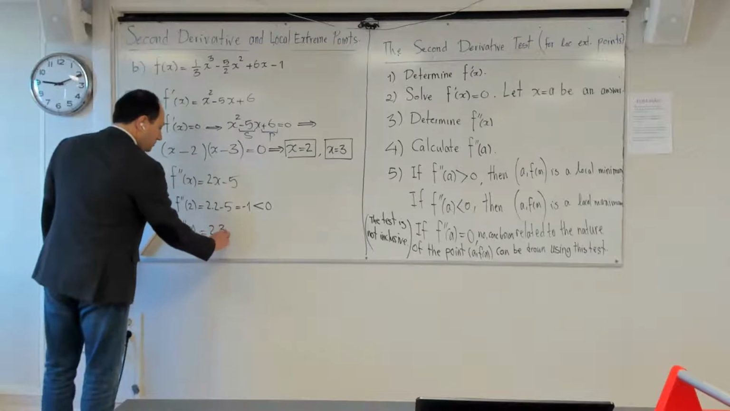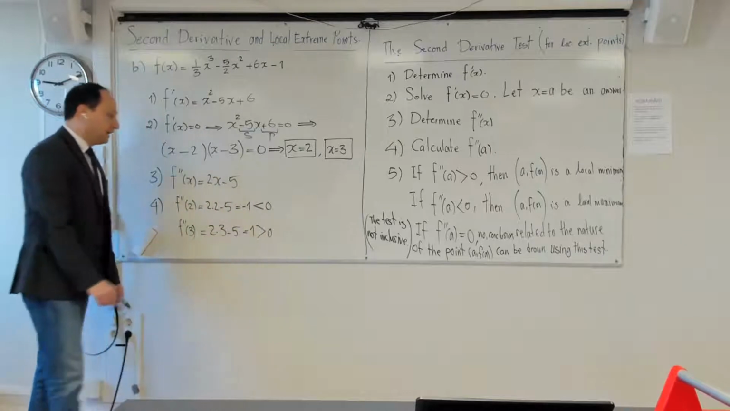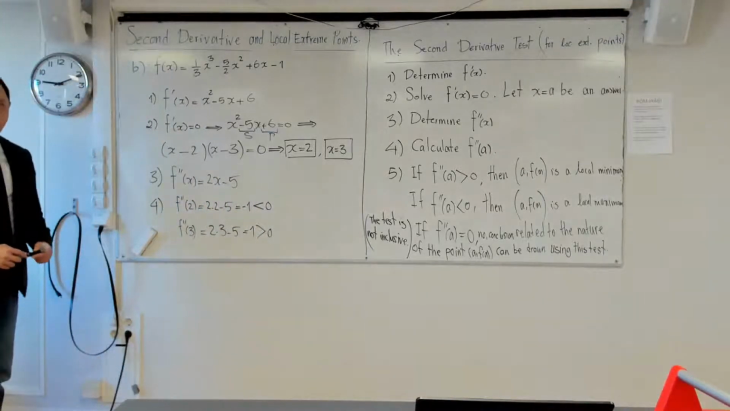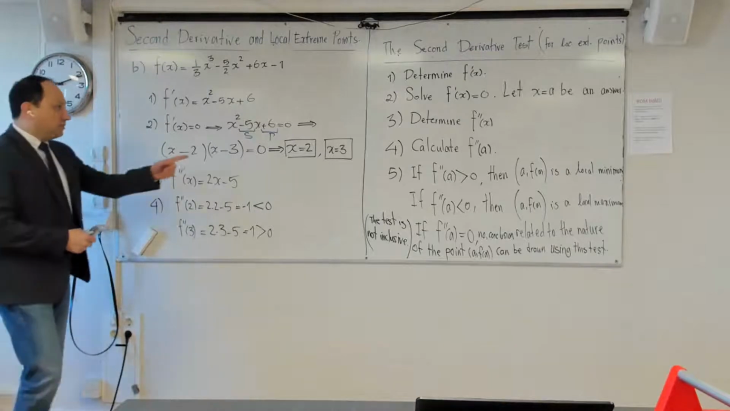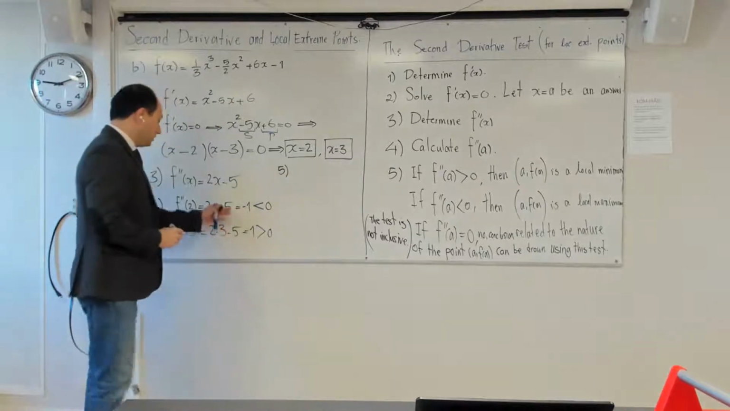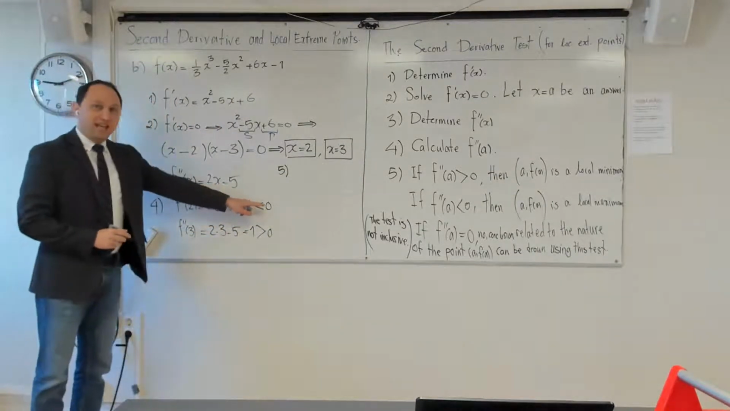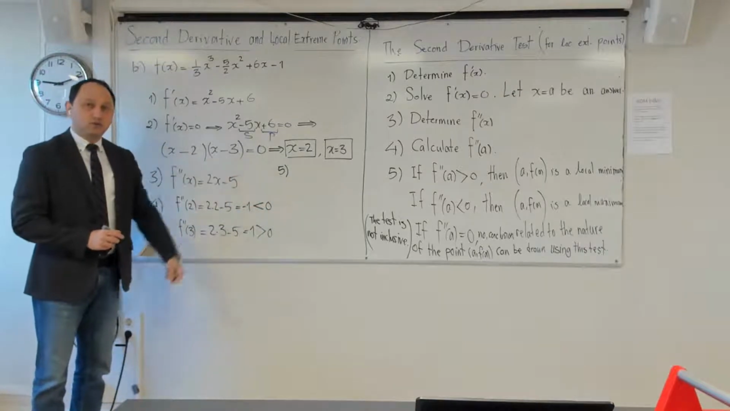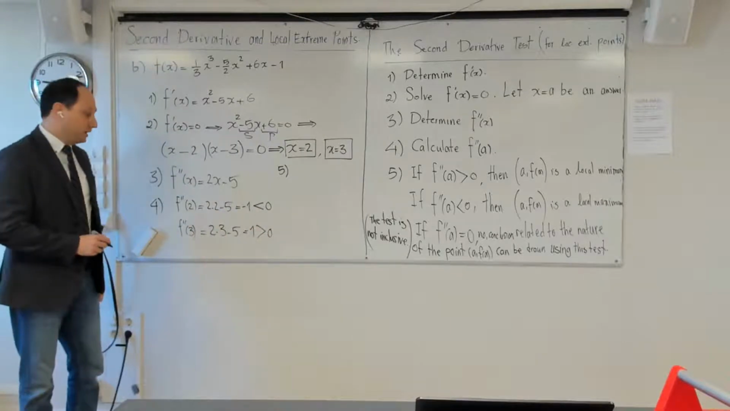F double prime of 3, I put 3 here for the same reason. So it becomes 2 times 3 minus 5. So it becomes positive 1. This time, again, I am lucky, so it is not 0. The bad point is that if it turns out to be 0, then I would be in trouble for that particular point. Okay, so number 5, I need to draw the conclusion. Here, I can draw the conclusion for the nature of both of them. The one which gives me the negative 1 corresponds to a maximum. The one that gives me the positive 1 corresponds to a minimum.